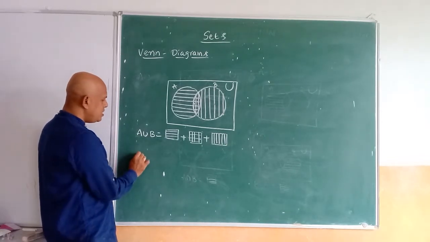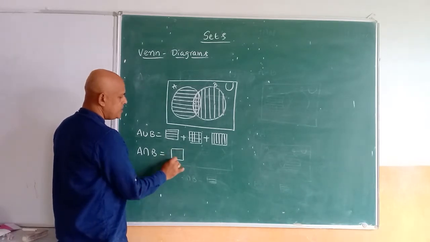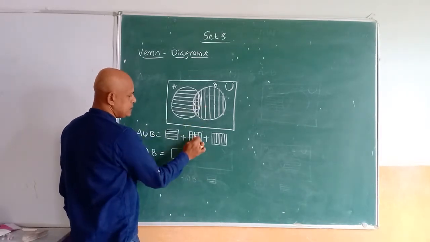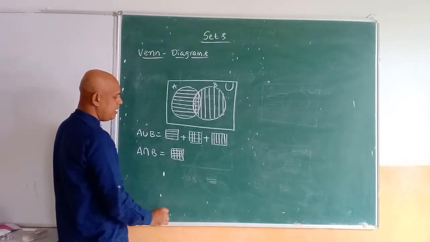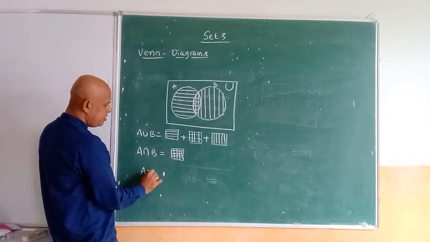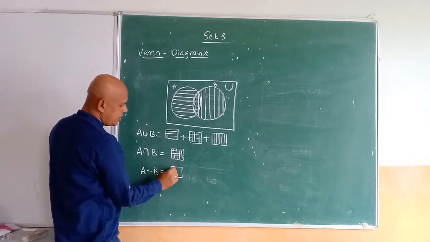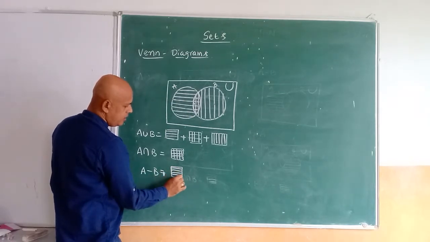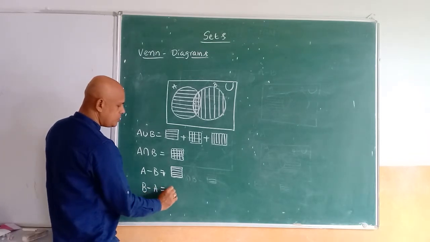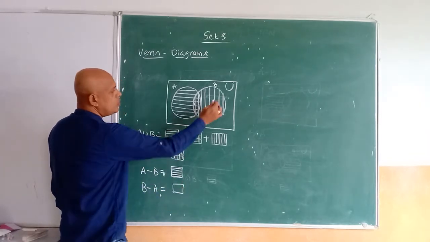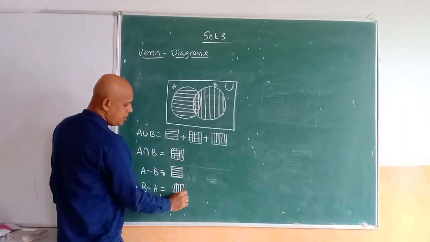And now in this only, what does A intersection B mean? Only the elements which are common in both A and B. Only the chest part belongs to A intersection B. And what about A minus B? A minus B is equal to only this part, only horizontal lines. And what does B minus A mean? That is equal to only this element that belongs only to B, that is vertical lines.